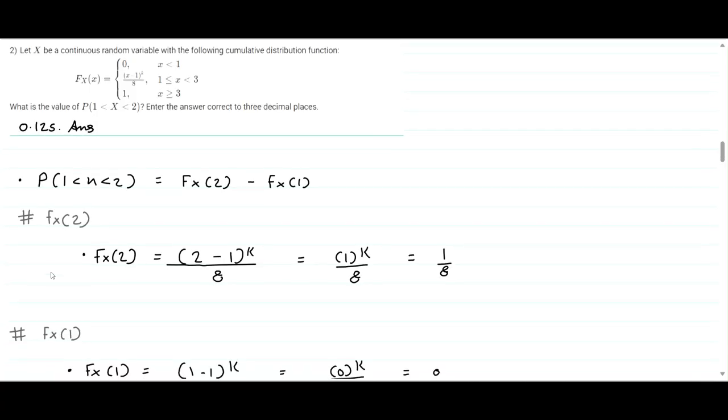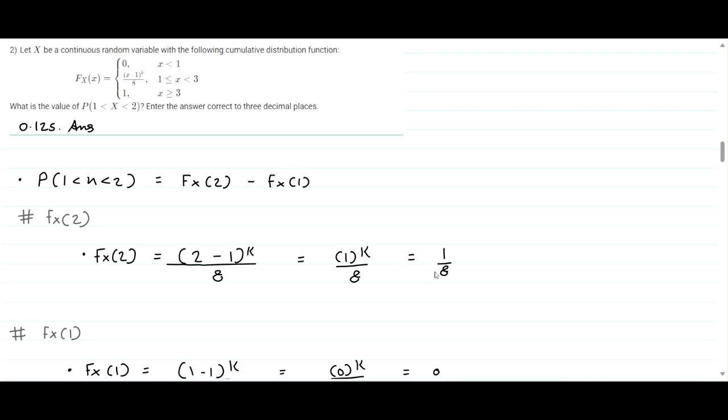Since we're taking x equal to 2 here, we will take the second component equation of the CDF, or basically the equation of the CDF when x lies between 1 and 3. So, F_X(2) will be equal to (2 - 1) to the power k by 8, which will be equal to 1 to the power k by 8. We know that 1 to the power any number is going to be 1 only.